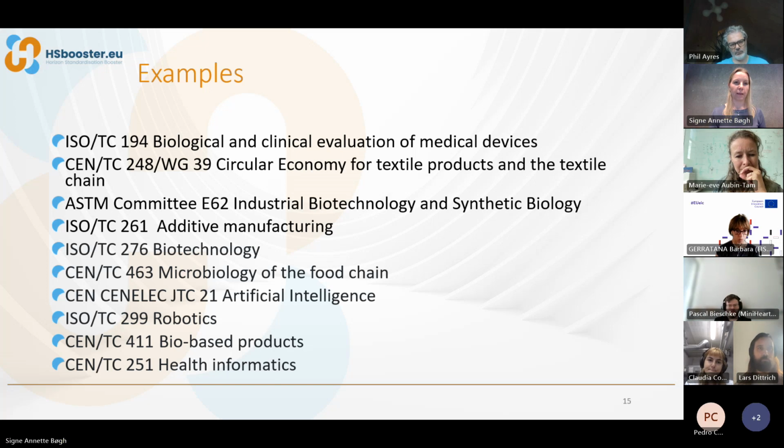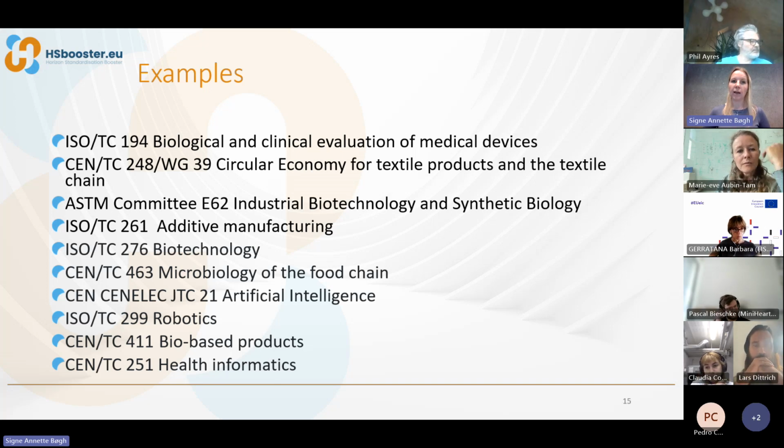For example, ISO, I can just quickly tell you also, ISO is the International Standardization Organization. So that means that they are making international standards. TC stands for Technical Committee. So those are the committees that I've been mentioning a few times now that are developing the standards. We have one here, for example, 194, that's called Biological and Clinical Evaluation of Medical Devices. This one is, for example, key if you're working with implants.